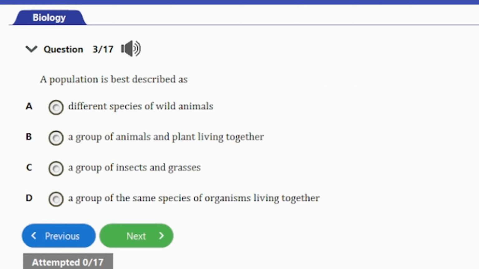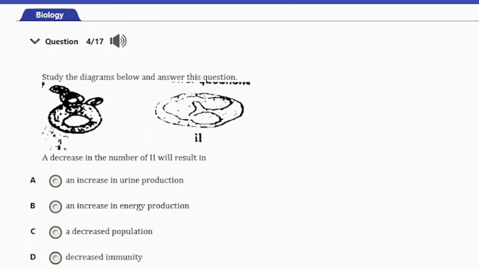Let's consider the next question. Question number 3 here. It says a population is best described as A, different species of wild animals, B, a group of animals and plants living together, C, a group of insects and grasses, D, a group of the same species of organisms living together. So guys, the answer to this question here is option D. That's a group of the same species of organisms living together. And that's it for that question.